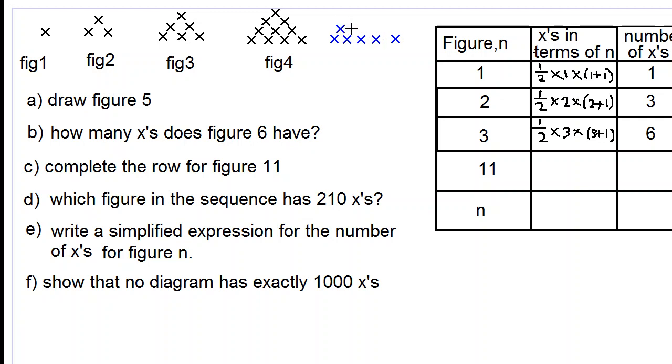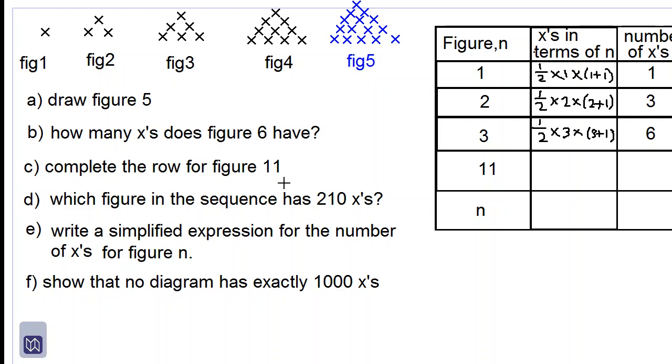And on top of that, you should have 4 x's. On top of that, you should have 3 x's, 2 x's, and finally 1 x on top there. Okay, so this will be figure 5.